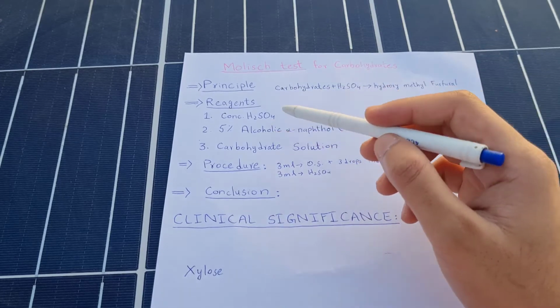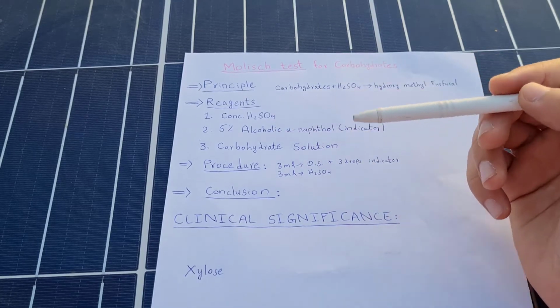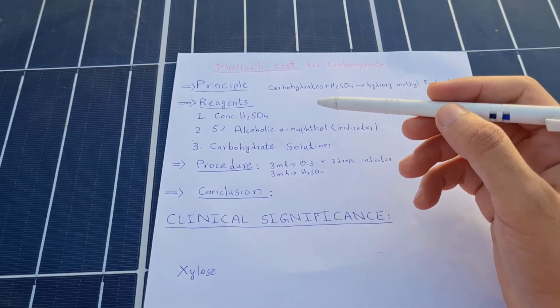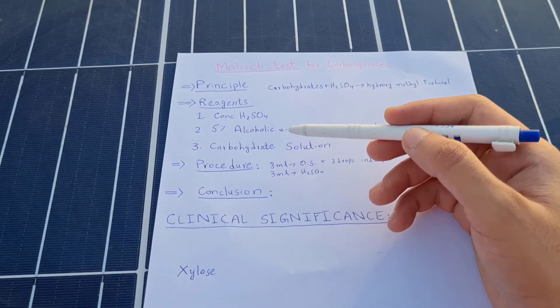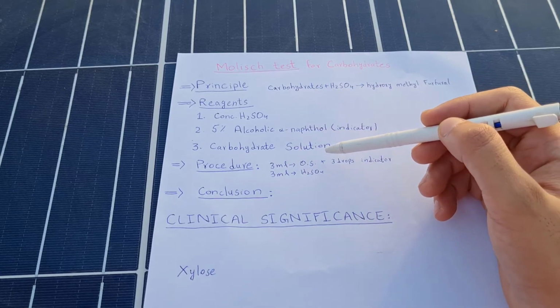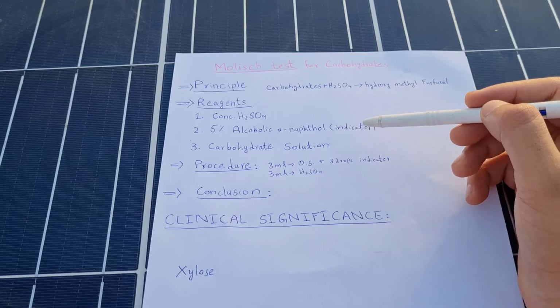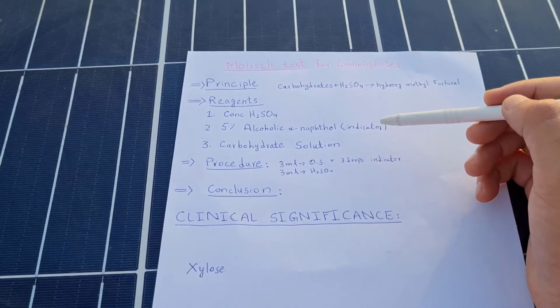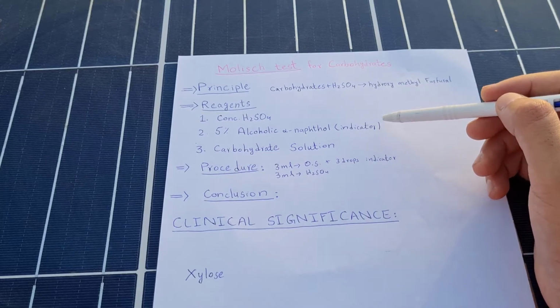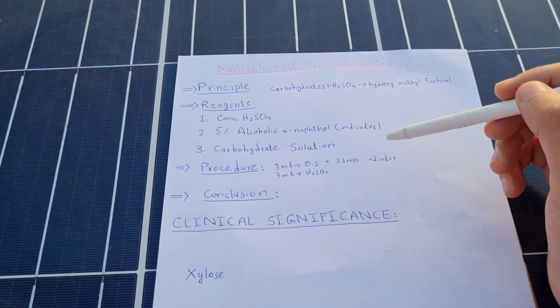We have talked about the principle, so let's talk about the reagents which are used in this test. The reagents include concentrated H2SO4, the given carbohydrate solution, and an indicator, which is 5% alcoholic naphthol. It acts as the indicator. Now let's talk about the procedure of this test.